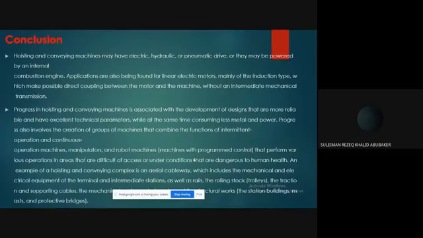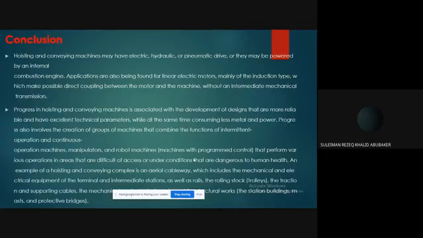Progress also involves the creation of a group of machines that combine the functions of intermittent operation and continuous operation machines, manipulators, and robot machines, such machines with programmed control that perform various operations in areas that are difficult of access or under conditions that are dangerous to human health.